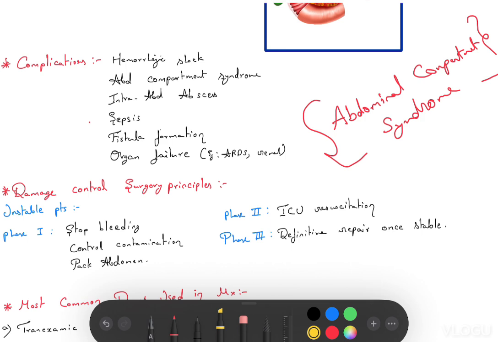In late complications we can see adhesions, incisional hernia, enterocutaneous fistula, and chronic pain. In life-threatening cases we can see multiple organ dysfunction, septic shock, massive hemorrhage, and acute respiratory distress syndrome. So these are the life-threatening complications.